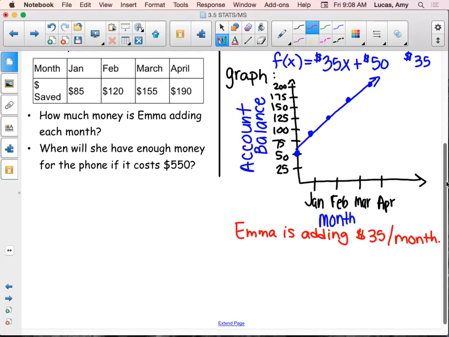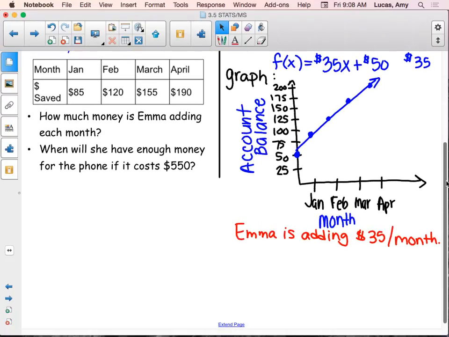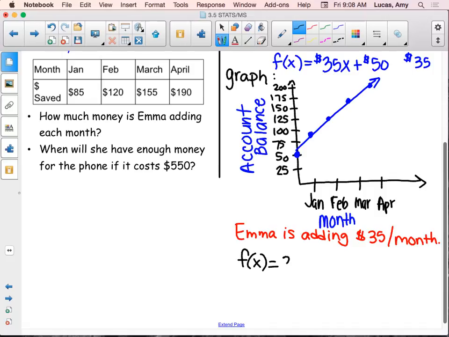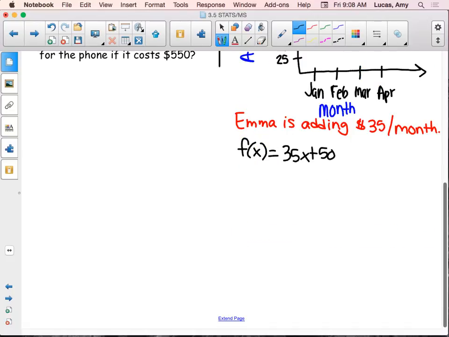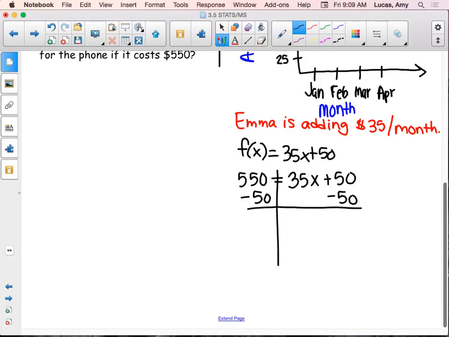So I can take my equation, f of x equals 35x plus 50. And I can use my equation to figure this out. If the phone is $550, I can solve this equation to figure out when I will get to $550. I could also graph it or extend my table. So you can use any of those methods. I think that the equation is the easiest, so I'm going to solve the equation.